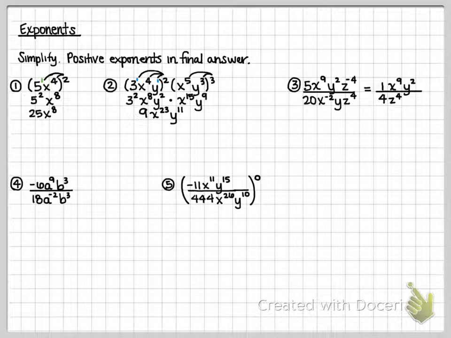Take a look at the ones on the bottom. I see an x to the negative 2. Well, I want it to be an x to the positive 2. So since it was in the bottom, I need to move it to the top. That y is just fine where it is. It's got a positive 1 exponent, or an exponent that I can't necessarily see. And then that z to the 4th. It's a positive 4th exponent in the bottom, so it's not a problem. We can just leave it where it is.